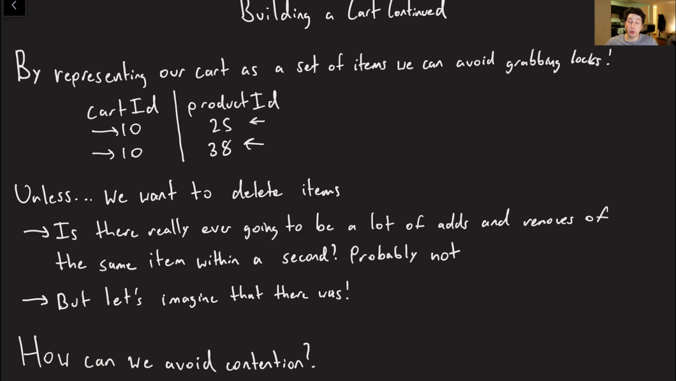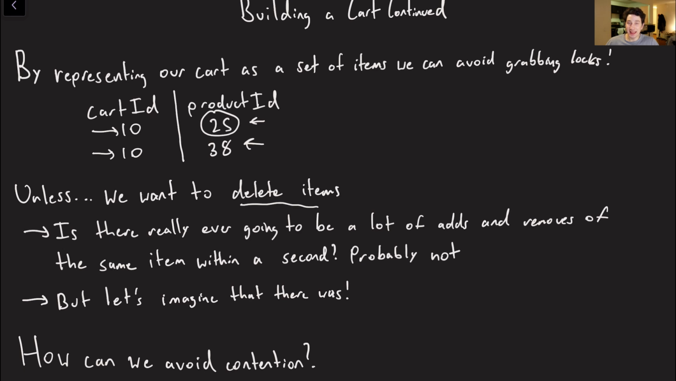Cool. However, the one situation where we would have to grab locks is if we want to be able to delete items from our cart. Right, so the person who adds this item right here and the person who deletes it, one is going to have to grab a lock on that row to add it, and the other is going to have to grab a lock on that row to delete it. Otherwise, we would have race conditions, and you have no clue what's actually going to happen.